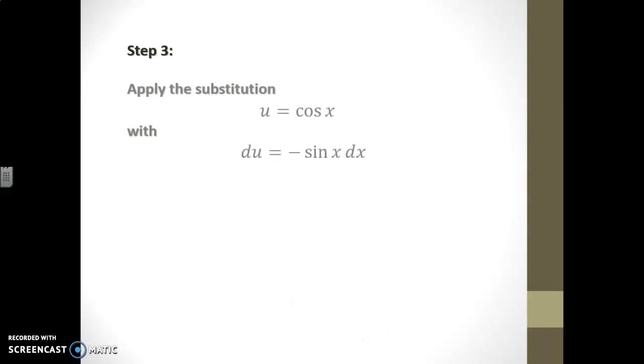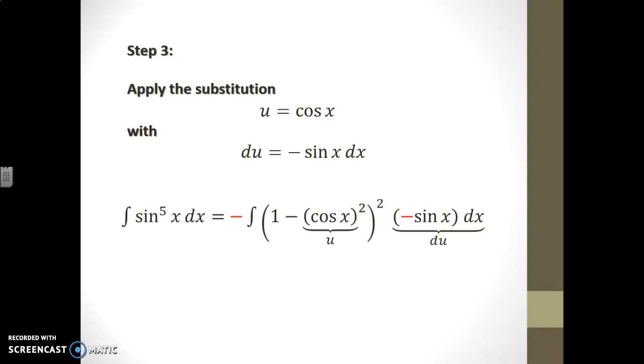In step 3, we will apply the substitution u equals cos of x with du equaling minus sine of x dx. Recall that we've placed a sine of x dx aside for that purpose of becoming a du eventually. Now, our integral was set up for the substitution except for the missing negative sign. I've incorporated a negative sign with the sine of x and compensated for it on the outside. All our terms are now accounted for and can be replaced by expressions of u.